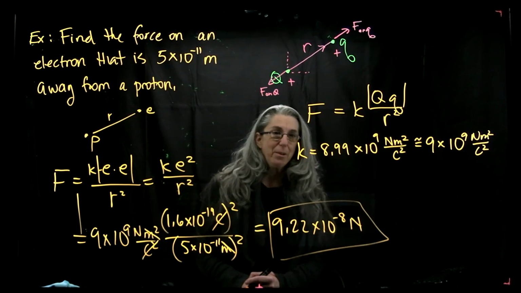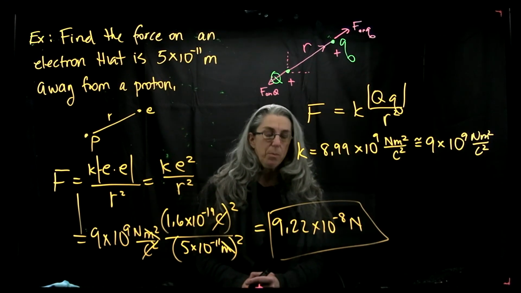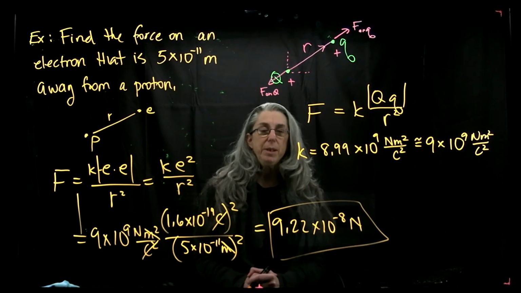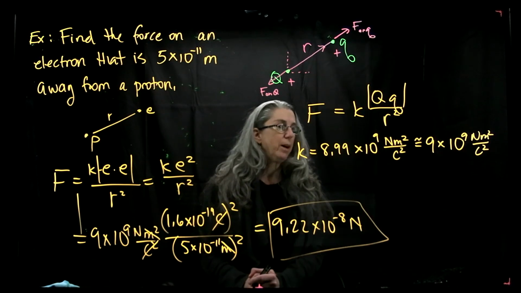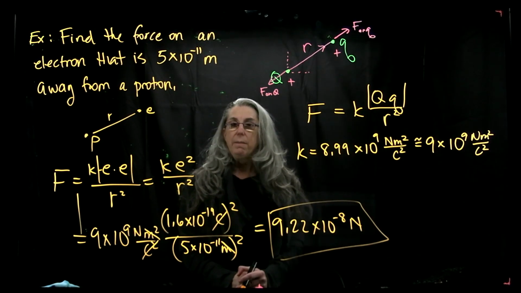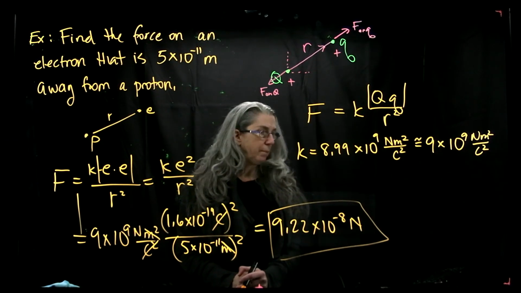You don't have one electron very often in the lab. So more reasonable sizes of charges would be like microcoulombs or nanocoulombs. That's usually more along the lines of what you have in a typical intro lab setting.